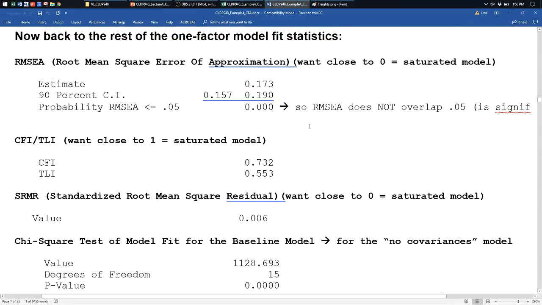So this tells us that our model is not very good. It's like, well, now what? How do we fix it? We've got to figure out what to do.